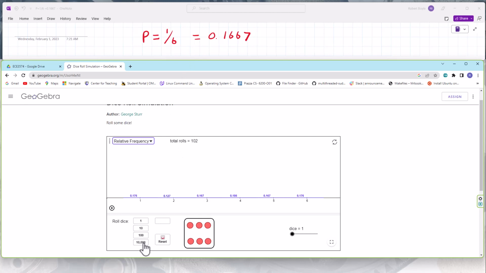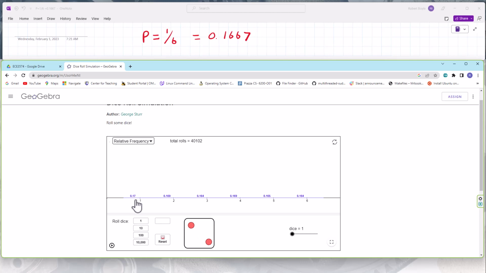Let's suppose I roll this 10,000 more times. Okay, here I have 1.66, 1.69, 1.64, 1.65. They're getting even closer. Another 10,000 times. I have 1.66 here. I have a suspicion that's the best resolution that they have here. 1.65, 1.65. Let me roll this another 20,000 times.